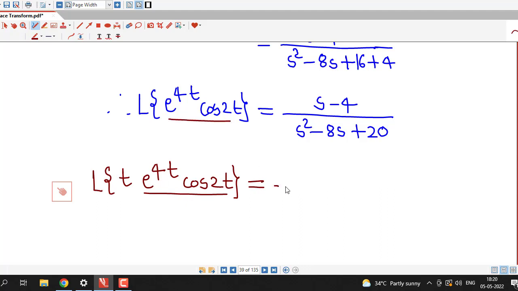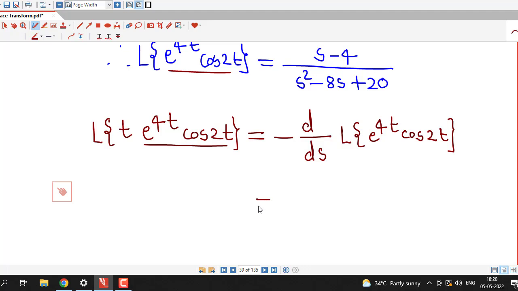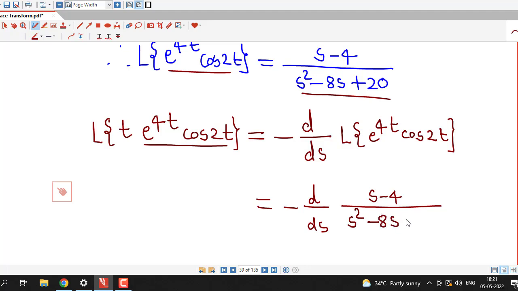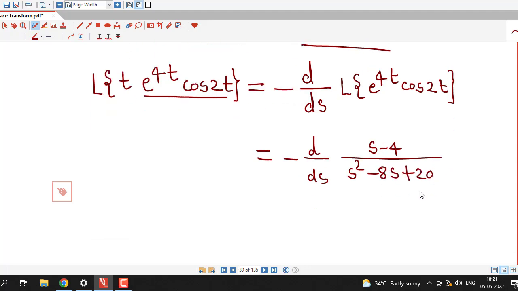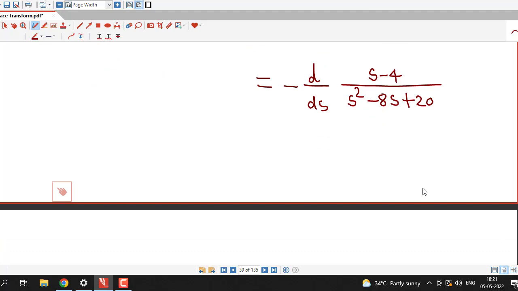And using the formula for multiplication by t, we have to take the derivative of the Laplace transform of e raised to 4t cos 2t with respect to s. So we substitute the value of this Laplace transform. It is (s minus 4) divided by (s square minus 8s plus 20). And now we differentiate this function using the division rule for derivatives. The derivative is with respect to s.